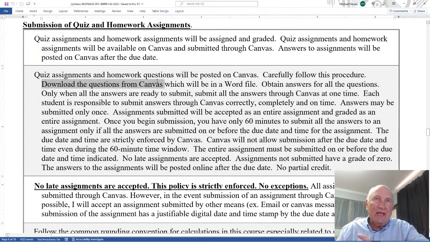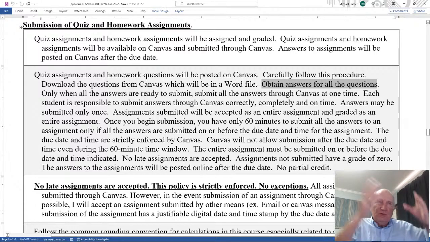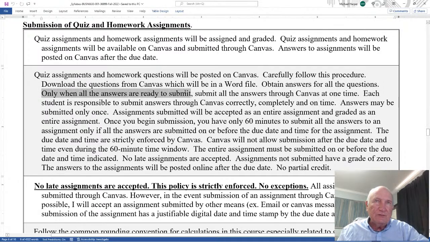One, download the questions from Canvas, which will be in a Word file. You download them. Offline, you have all the questions for the quiz and homework, and offline, you obtain all the answers for all the questions. Only when all the answers are ready to submit, submit all the answers through Canvas at one time. And these are very strict rules, so be very, very careful.